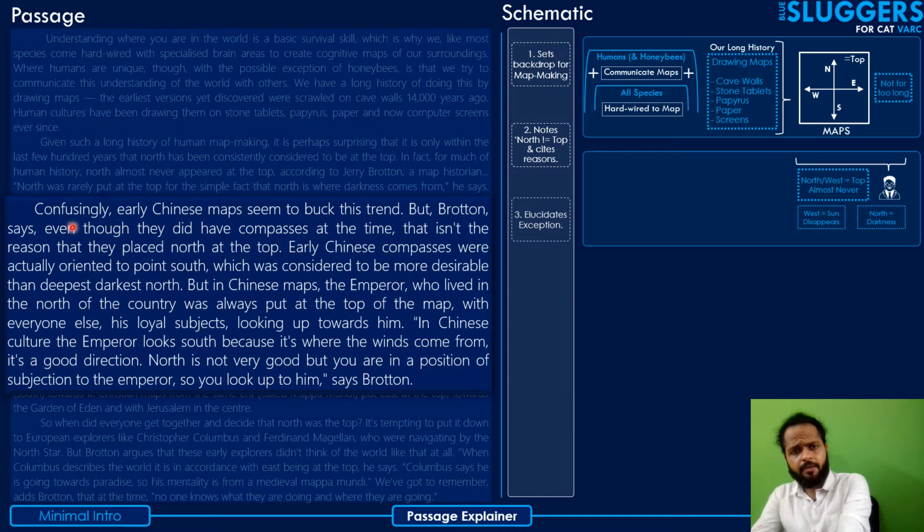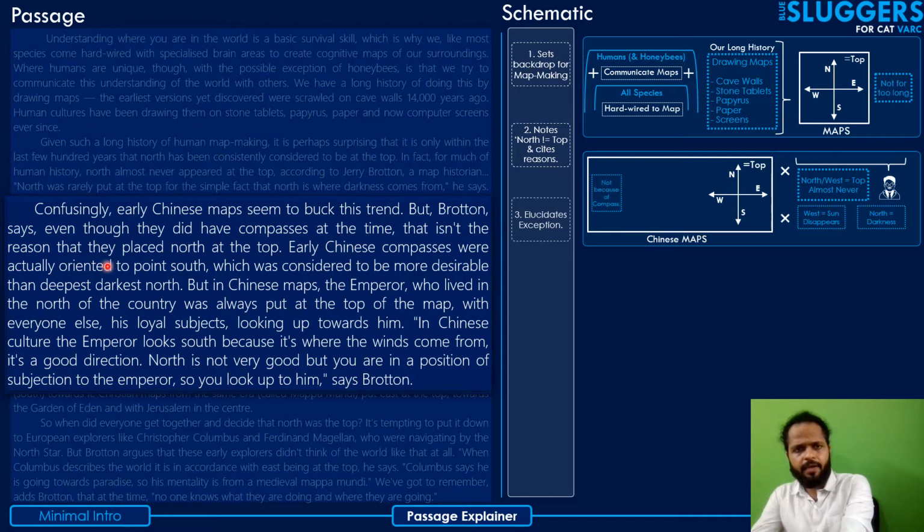Okay, guys, so next para. Confusingly, early Chinese maps seem to buck this trend, but Broughton says even though they did have compasses at the time, that isn't the reason that they placed north at the top. Early Chinese compasses were actually oriented to point south, which was considered to be more desirable than deepest, darkest north. But in Chinese maps, the emperor, who lived in the north of the country, was always put at the top of the map, with everyone else, his loyal subjects, looking up towards him. In Chinese culture, the emperor looks south because it's where the winds come from. It's a good direction. North is not very good, but you are in a position of subjection to the emperor, so you look up to him, says Broughton.